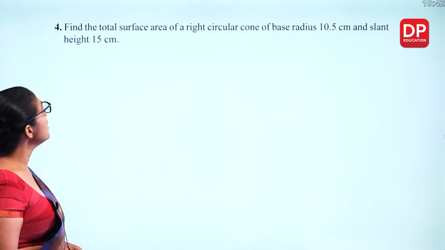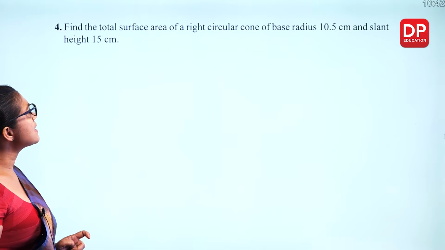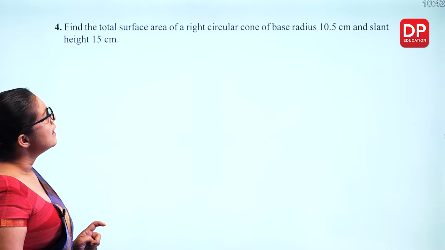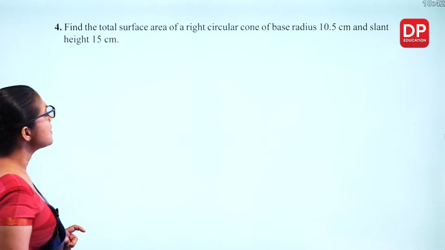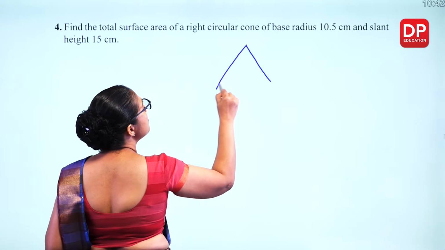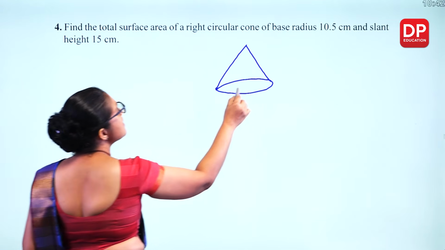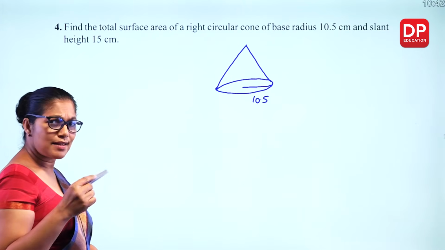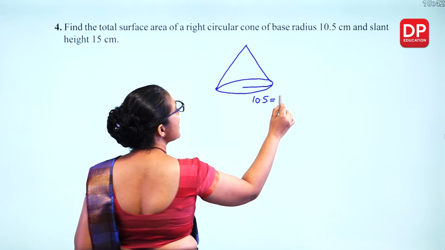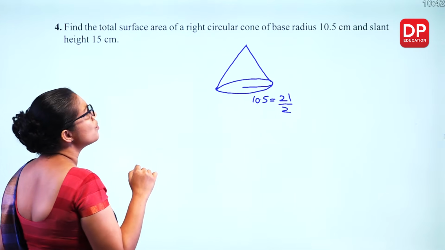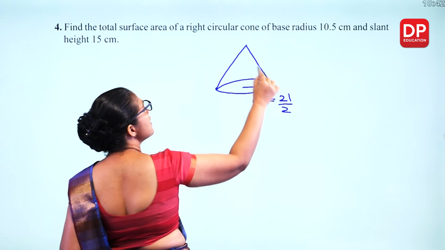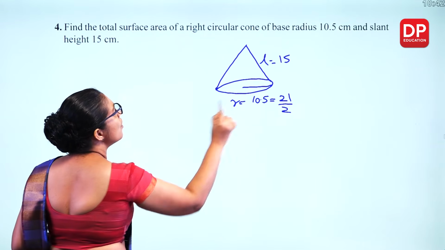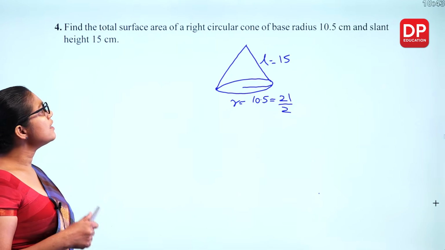Now we'll take fourth question. It says find the total surface area of a right circular cone of base radius 10.5 and slant height is 15. So sketch the diagram. Radius is 10.5. So here, what's the easiest way to take? Take the fraction value. 10.5 I can take 21/2. Slant height is 15. So this L is 15. So here you need to find out the total surface area.